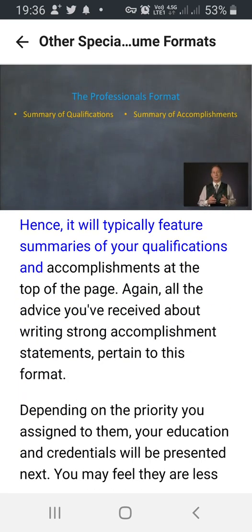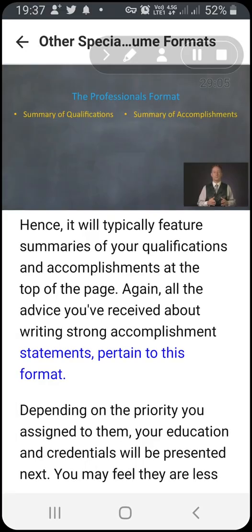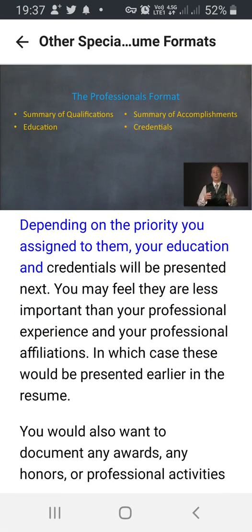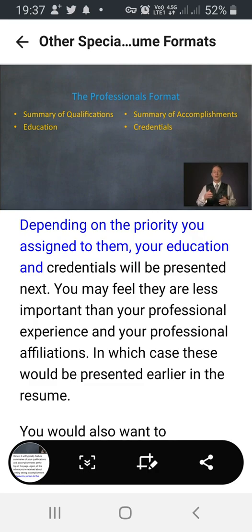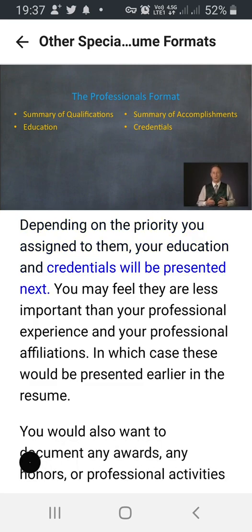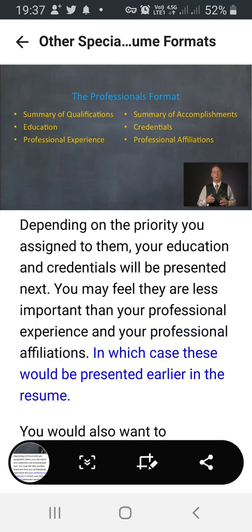Hence, it will typically feature summaries of your qualifications and accomplishments at the top of the page. Again, all the advice you've received about writing strong accomplishment statements pertains to this format. Depending on the priority you assign to them, your education and credentials will be presented next. You may feel they are less important than your professional experience and your professional affiliations, in which case these would be presented earlier in the resume.